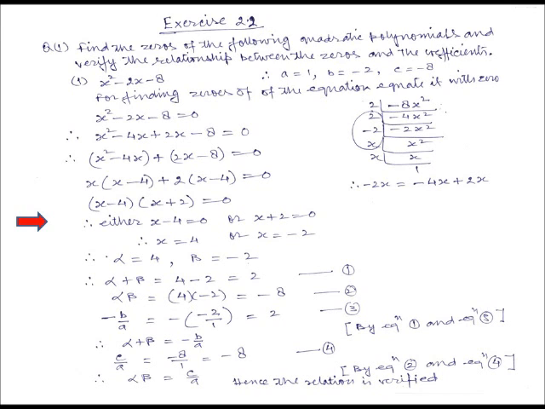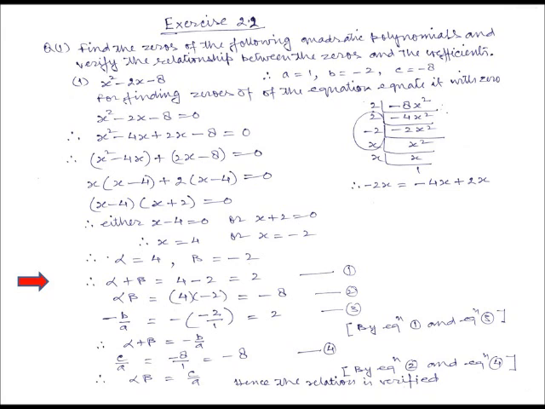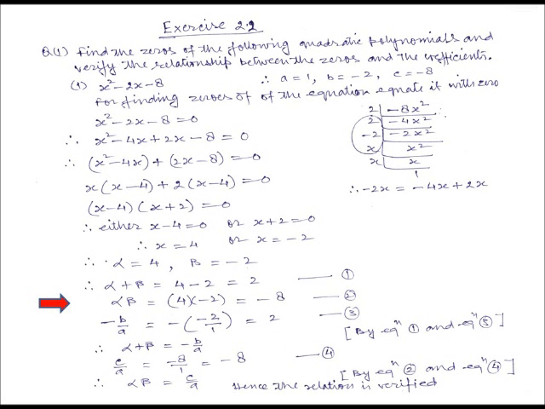So the two roots are alpha is equal to 4 and beta is equal to minus 2. Now on adding both the roots, alpha plus beta is equal to 4 minus 2, that is equal to 2. So this is equation number 1. On multiplying both the roots, alpha into beta is equal to 4 into minus 2, that is equal to minus 8. This is equation number 2.